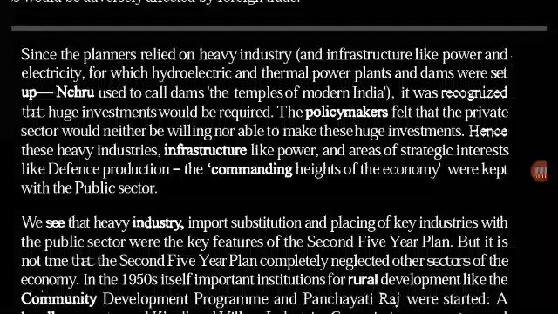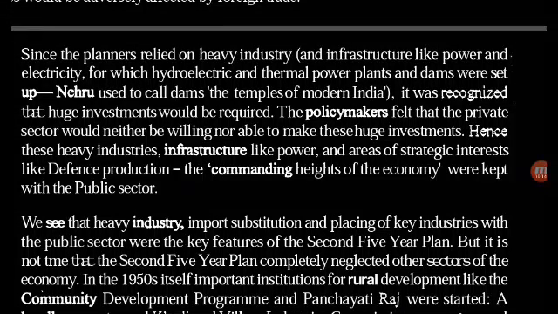Since the plans relied on heavy industry and infrastructure like power and electricity, for which hydroelectric and thermal power plants and dams were set up, Nehru used to call dams the temples of modern India. It was recognized that huge investments would be required. The policymakers felt that the private sector would neither be willing nor able to make these huge investments. Hence, these heavy industries, infrastructure like power, and areas of strategic interest like defense production, the commanding heights of the economy, were kept with the public sector.